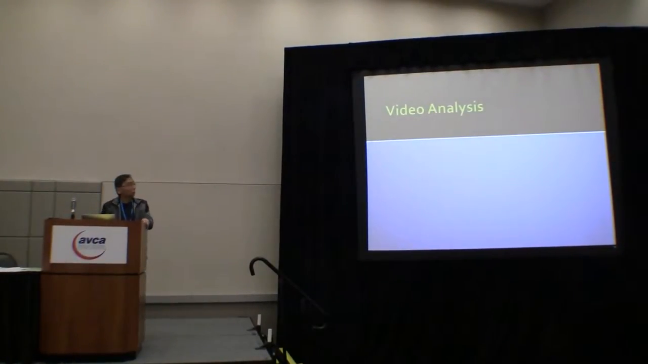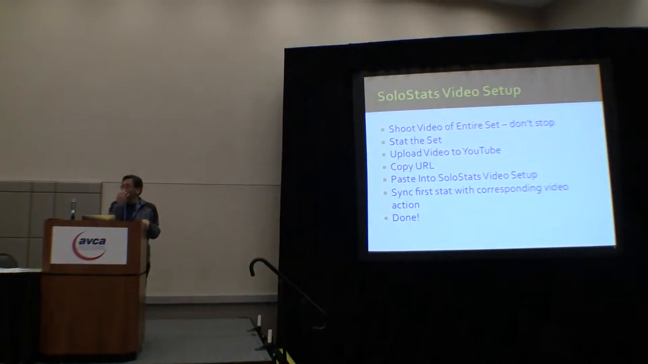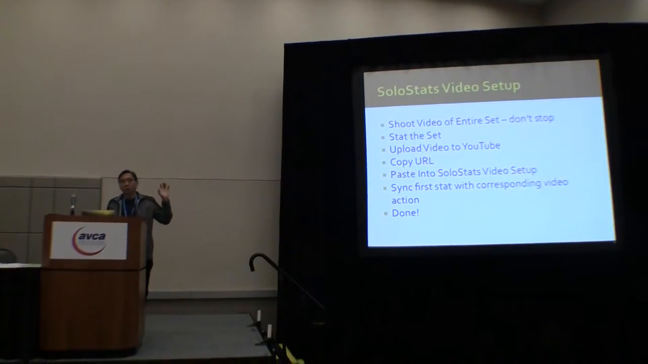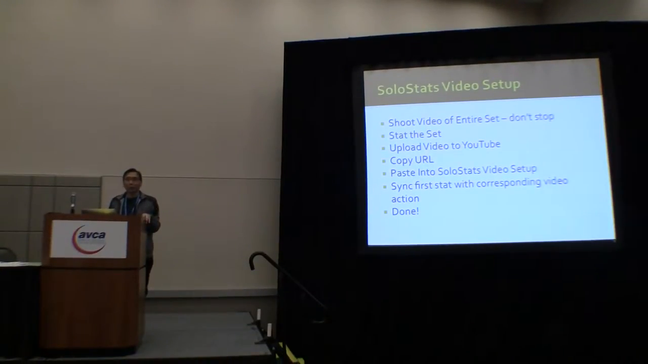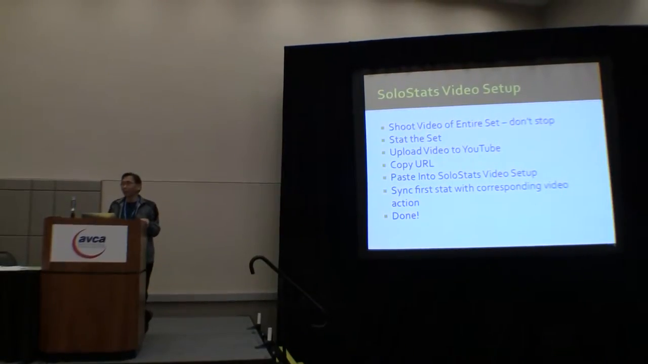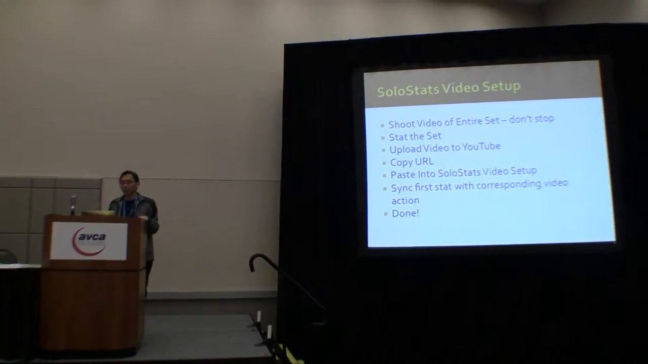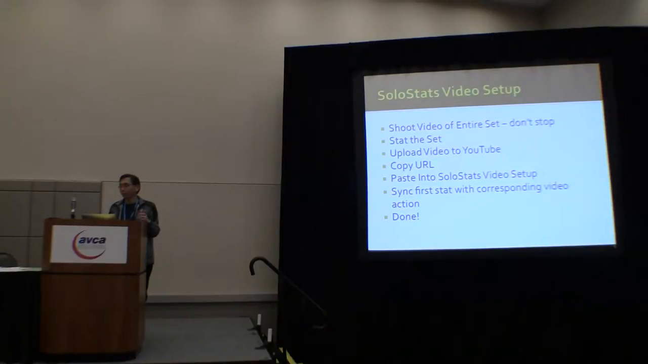Okay, so let's do video. The first step is how do you set this stuff up, and it's really, really straightforward and simple. Set the camera up at the end line, turn it on, don't touch it. Don't touch it till the end of the set, and move it to the other side. Stat the set using Solostats. Once you're done, upload the videos to YouTube. Copy the URL, paste it into Solostats video, and then sync the first stat.